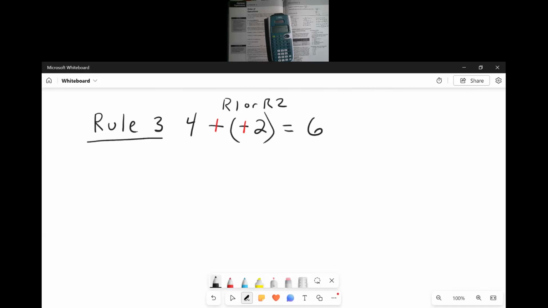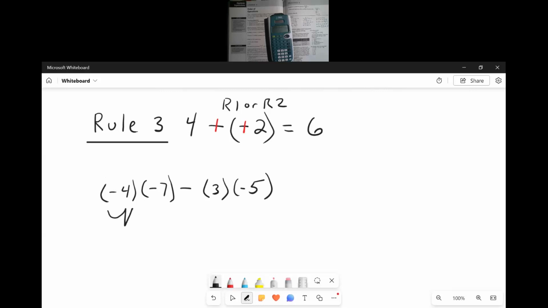So, order of operations. Let's take a look at some of that with this Rule 3. Let's say we have here negative 4 multiplied by negative 7 minus 3 times negative 5. Remember, multiplications are going to happen first, and then the subtraction is going to be done last. So negative 4 times negative 7, according to Rule 4. Now this is multiplication here, right? So this is all Rule 4. Negative 4 times negative 7 is positive 28.